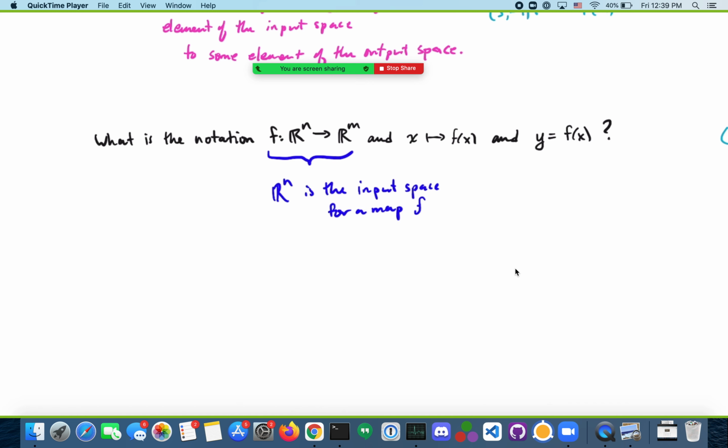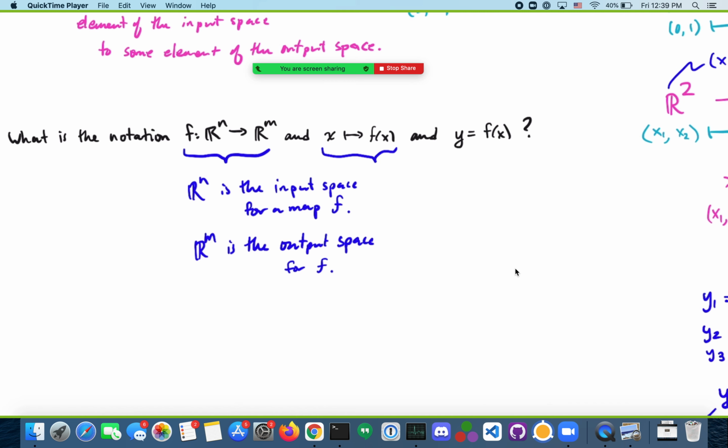And the map has name f. Rm is the output space for f. Okay, so that explains that notation. Here, what is this notation? X is an arbitrary element of the input space.